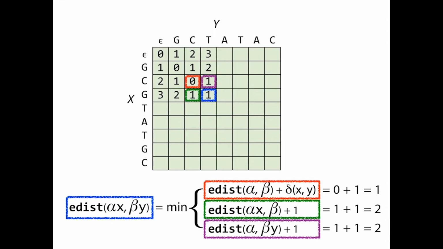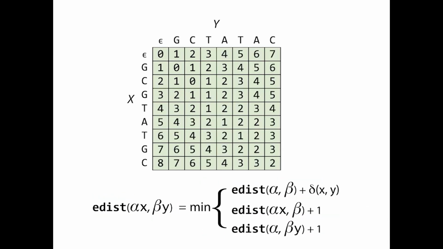So here's the matrix with all of the elements filled in. And this matrix is now telling us what the edit distance between the two strings is. It's just the value that's all the way in the lower right-hand corner, which in this case is 2. So the edit distance between x and y is 2.